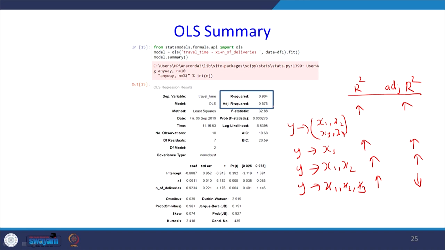Most of the time, if the values of R square and adjusted R square are similar, that means we have no need to add any further variable to the model. That means we have reached a good model. If there is a gap, for example R square is 0.9 and adjusted R square is 0.3, then there is a possibility of adding more independent variables to the model.